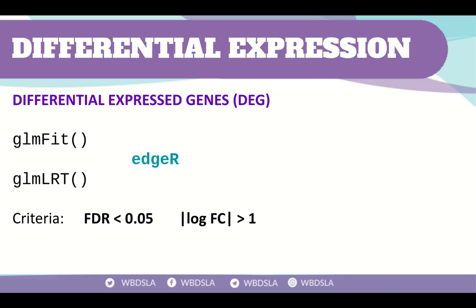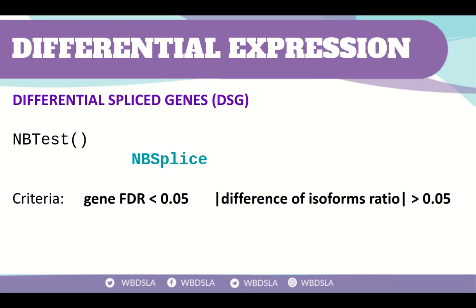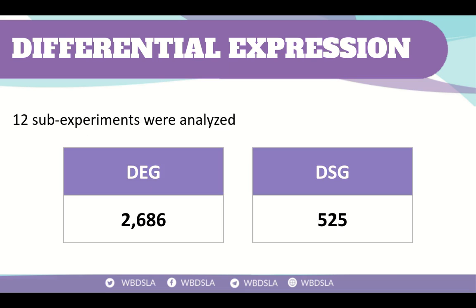General linear models at the gene level were fit using HR. The following criteria was applied to obtain the differentially expressed genes. Generalized linear models at the isoform level were fit with NB-splice. The following criteria was applied to obtain the differentially spliced genes.